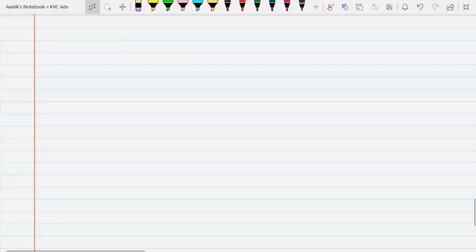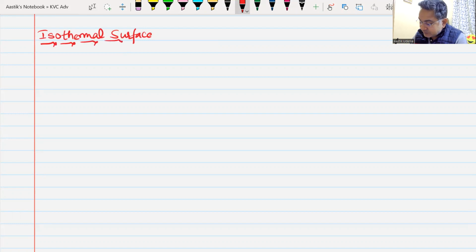This is a very simple and straightforward concept. Isothermal means same temperature. Isothermal surface. Isothermal means a surface which has all points at the same temperature. Do we understand this? Yes, sir. That is an isothermal surface. Any surface within a conductor where all the points are at the same temperature is known as an isothermal surface. Do we understand this? Yes or no?